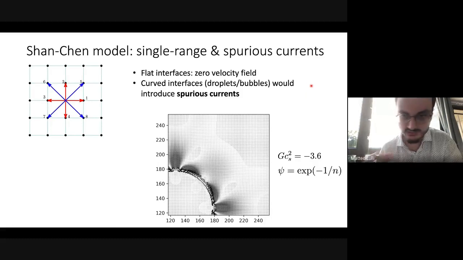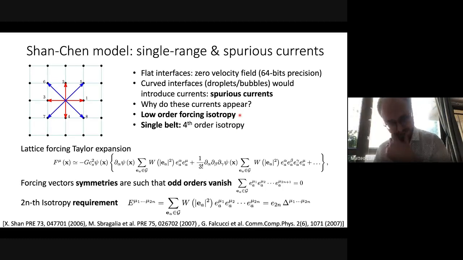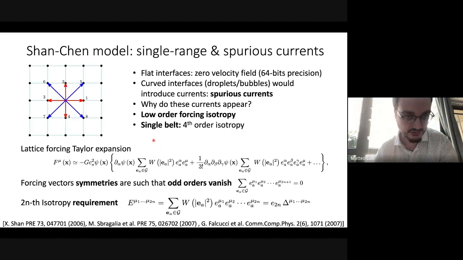However, it is well known in these discrete schemes that there are spurious currents the moment your interface is curved. The velocity field is 0 for a flat interface, but for droplets or bubbles, near the interface we can see the so-called spurious currents, which are clearly an unwanted feature of the scheme. Why do these currents appear? Basically because of the low order forcing isotropy, which for the single belt that is reported on the left is only 4th order.